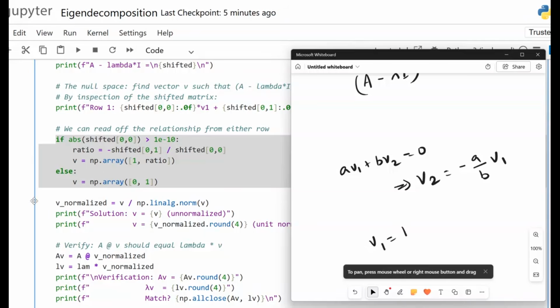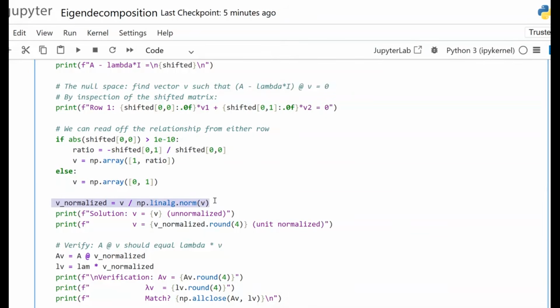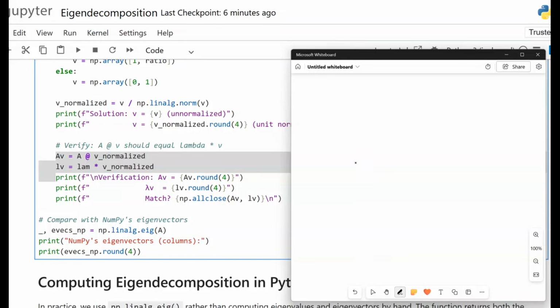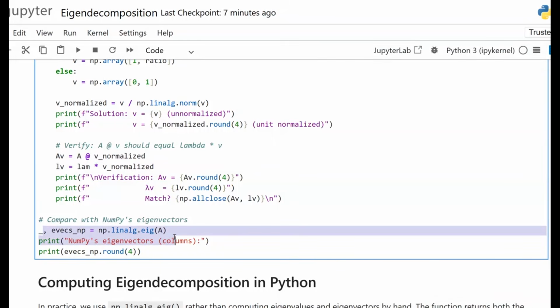And yes, dear friends, here we have the normalization. It converts the eigenvector to unit length, which is important for numerical stability and consistent comparisons. So this verification step makes the check A multiplied by v equals lambda v. Here we have the comparison with numpy, and numpy returns eigenvectors as columns. They may differ by a scalar multiple, such as sign flips.